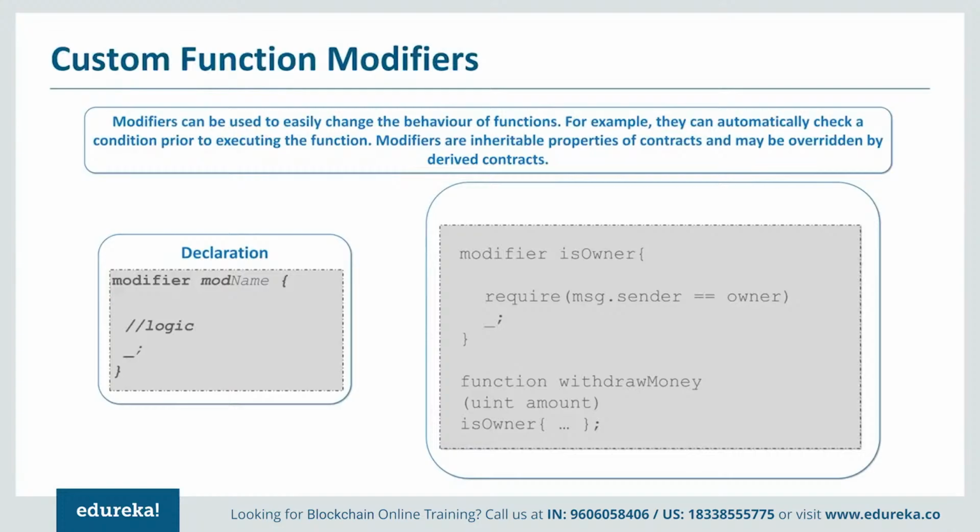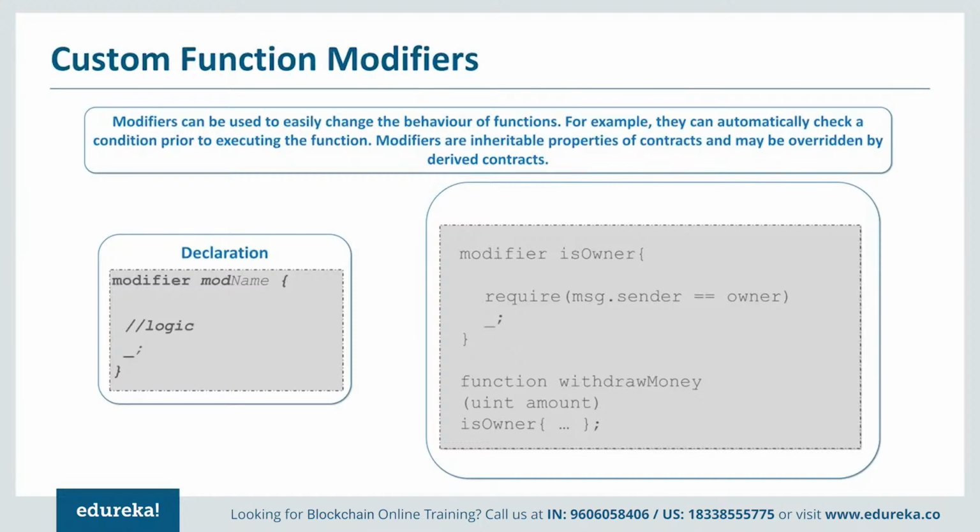Next, we can also build our custom function modifiers. Modifiers can be used to easily change the behavior of functions. For example, they can automatically check a condition prior to executing the function. And these modifiers are inheritable properties of contracts and may be overridden by derived contracts too. So this is the declaration of a normal modifier. We declare our modifier with the modifier keyword, then we put in the modifier name, and then we put in the logic of the modifier. In the end, we have to put this underscore and semicolon to say that the function that the modifier is used on shall be executed only if the modifier condition holds true.